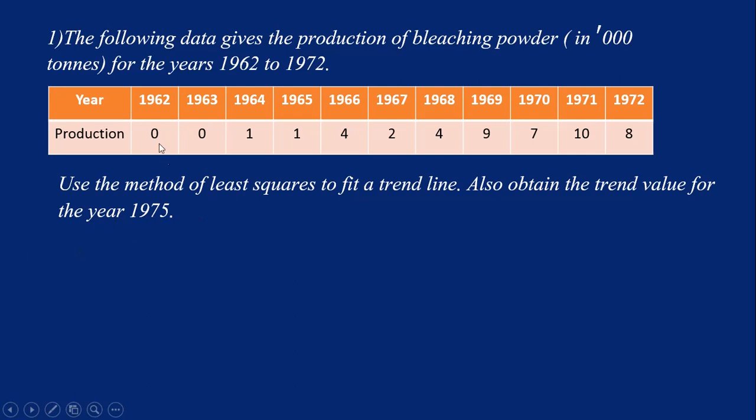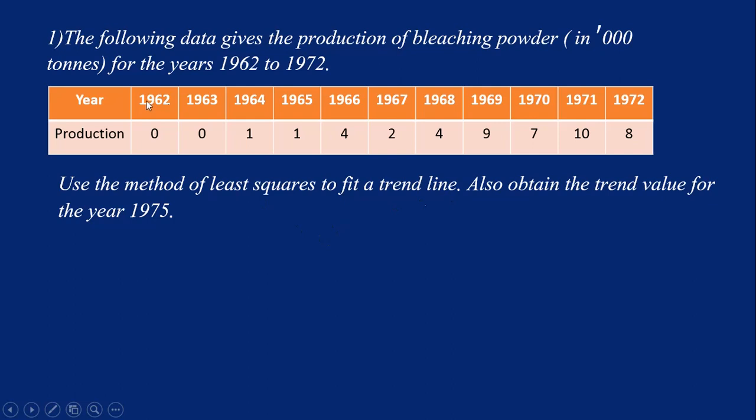Now we have to use these values and the method of least squares to fit a trend line. That means we have to find the equation of the trend line, and using that equation we have to find the trend value for the year 1975. Here we have data up to 1972, and using the equation of the trend line we have to predict the value of production in the year 1975. So first we find the trend line.